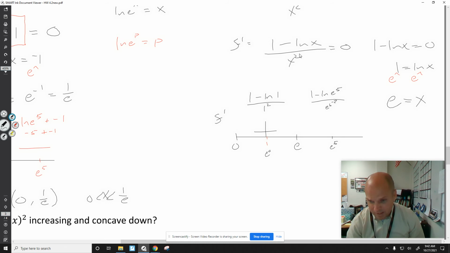I don't even have to worry about the denominator. Take a number squared, it's always positive, so whatever. Just worry about the numerator, really. The log of e to the 5th is 5. It's really 1 minus 5, which is negative. So, boom.